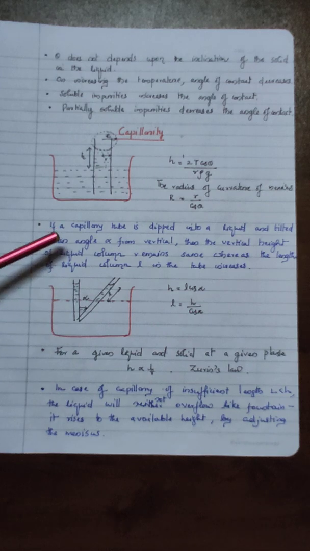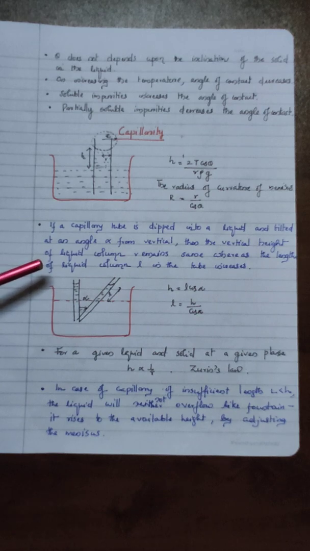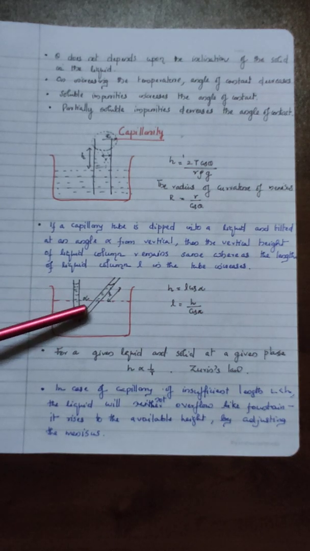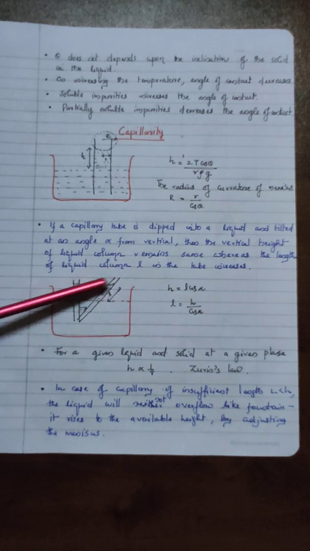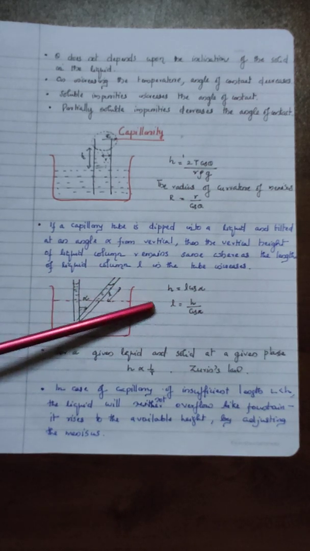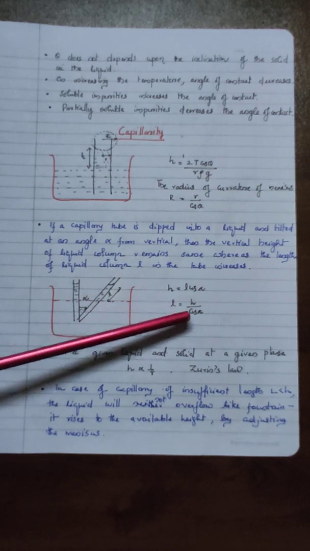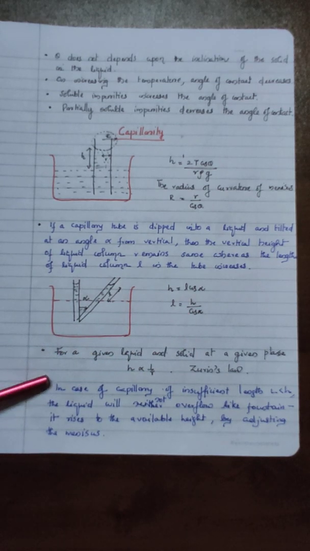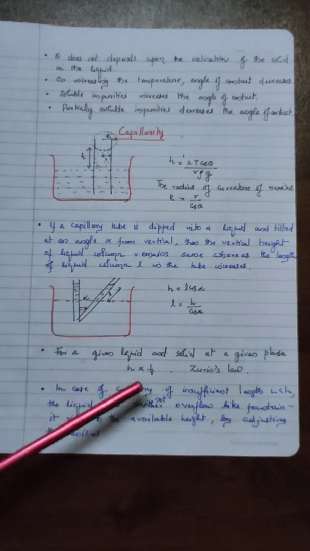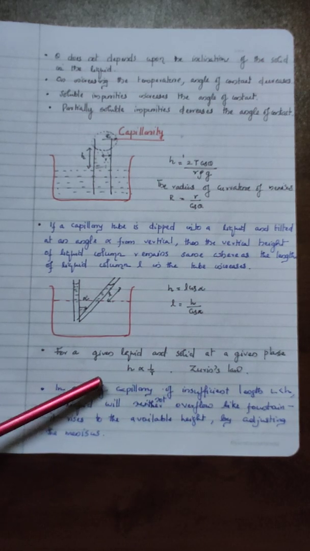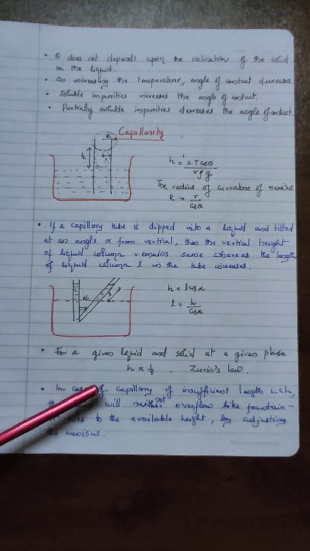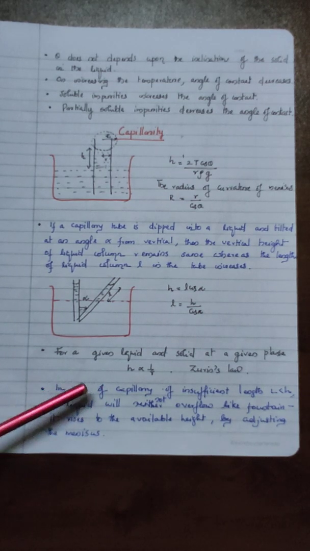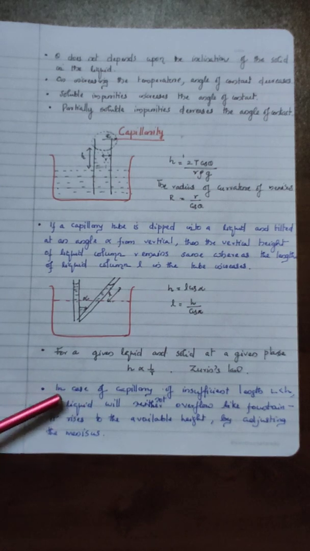If a capillary tube is dipped into a liquid and tilted at an angle alpha from vertical, then the vertical height of the liquid column remains the same, whereas the length of the liquid column L in the tube increases. It is very important, but the height remains the same. We can relate that h with alpha: L is equal to h by cos alpha. It is a good concept. Zurin's law: for a given liquid and solid at a given place, h is proportional to 1 by r, or h into r, the capillary height and the radius of the tube, is a constant.